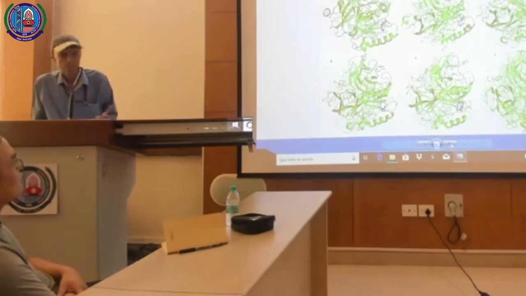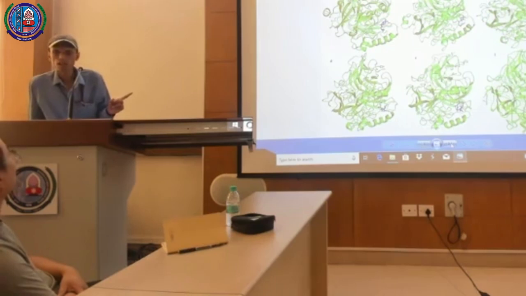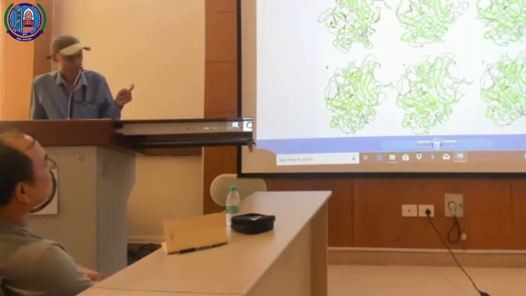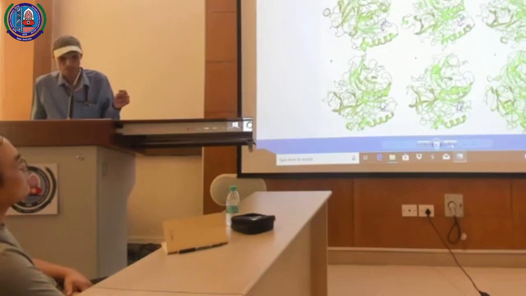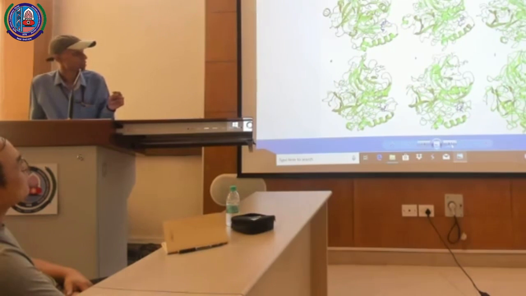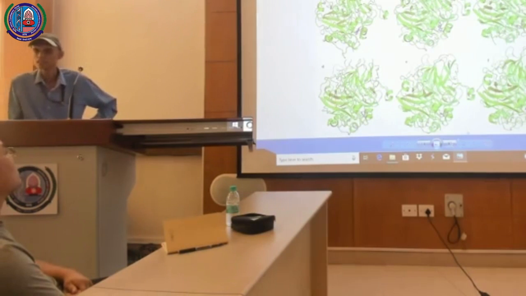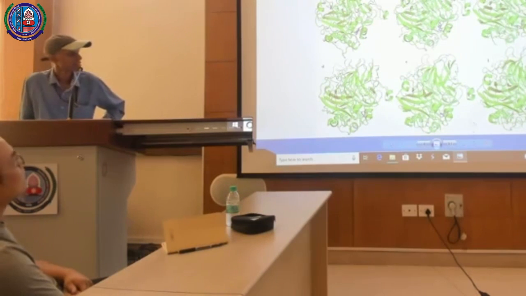This is one snapshot. This is of prostaglandin, this is of serotonin, and this is of phosphatidylcholine. So these are three different ligands.